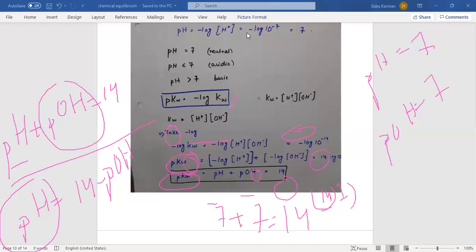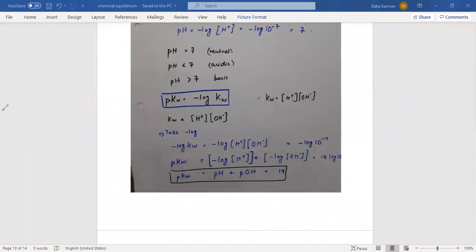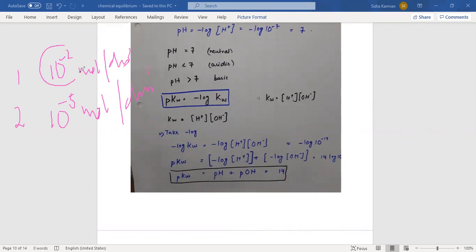let's see, for example, there are two acids, acid 1 and acid 2. Acid 1 has the concentration 10 raised to the power minus 2 moles per dm3, and acid 2 has the concentration 10 raised to the power minus 7 mole per dm cube. Which one is the stronger? This one, because this is the greater value and this is the lesser value. So the more the concentration, the stronger the acid.